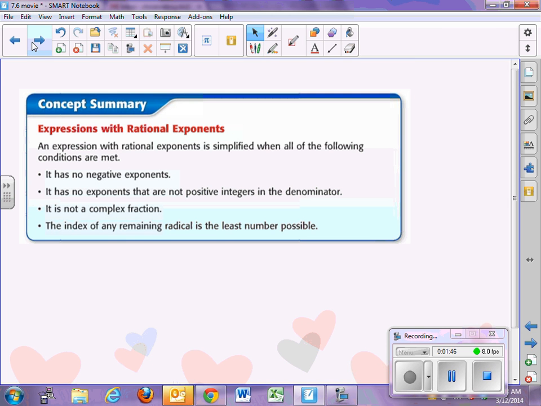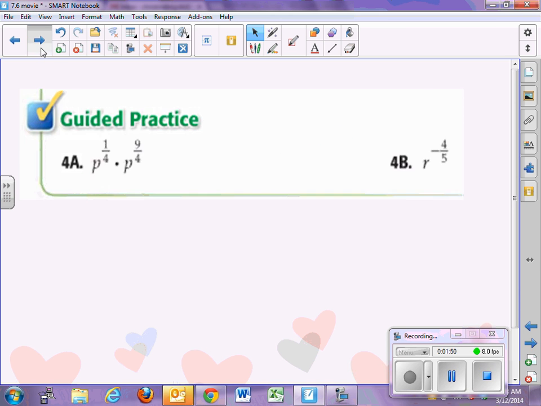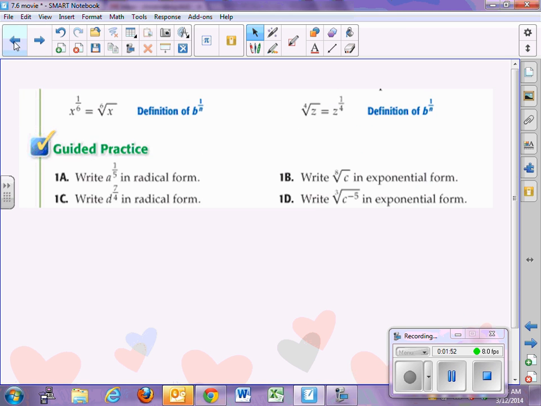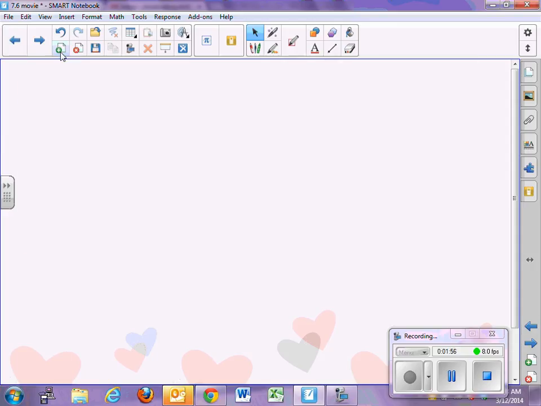There's actually another box in the lesson. I don't think I cut it out and I really want to talk about it. So I'm going to insert some notes here. Rational exponents.